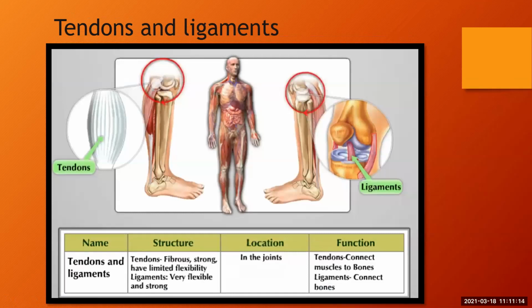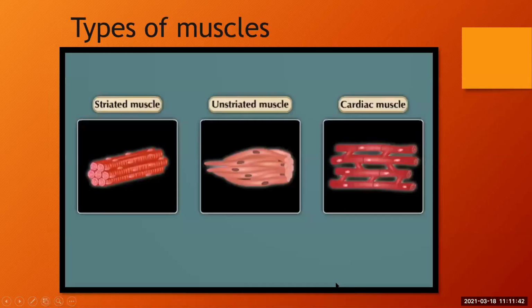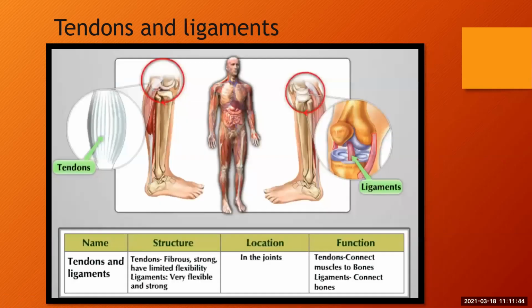The next is tendons and ligaments. The structure is tendons fibrous, strong, have limited flexibility, ligaments very flexible and strong, and the location is in the joints. The function is tendons connect muscles to bones and ligaments connect bones to bones. So this is all about the connective tissues. First one is blood, then lymph, areolar tissue, adipose tissue, cartilage, bones, tendons, and ligaments.